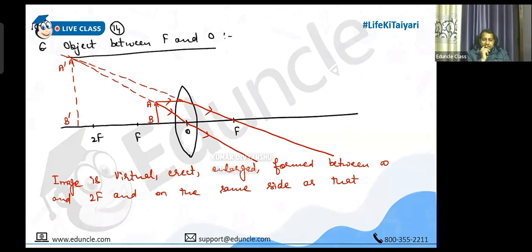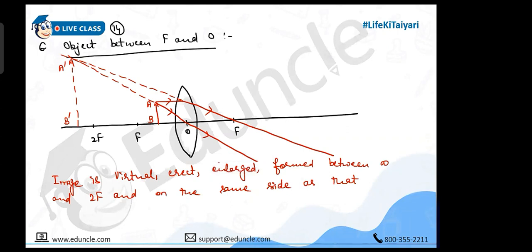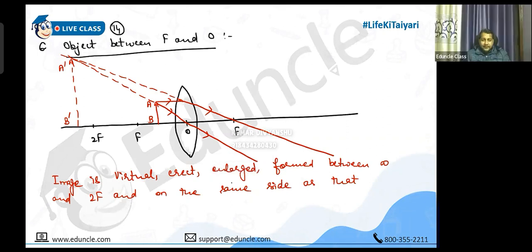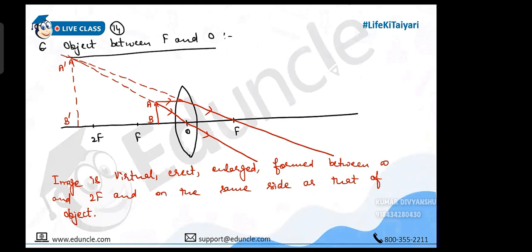According to the lens formula, obviously. Are you getting it beyond 2f now, or still between f and 2f?